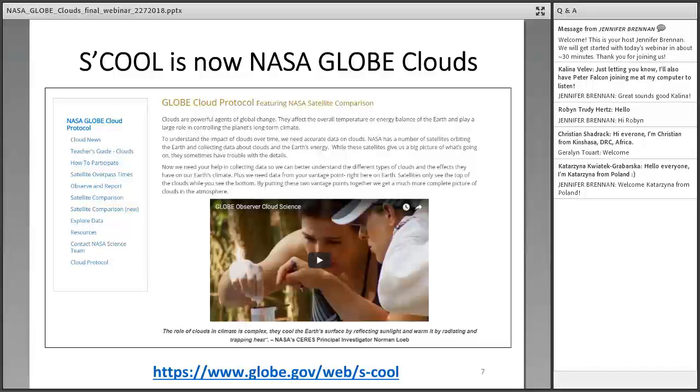And this is our main page. This is what it looks like. We have Cloud News, which is a way for us to create engagement with participants. We have teacher guides, how-tos on how to participate, how to see the overpass times when the satellites are going to be overhead, resources, and then ways to contact the whole team in case you have any questions.